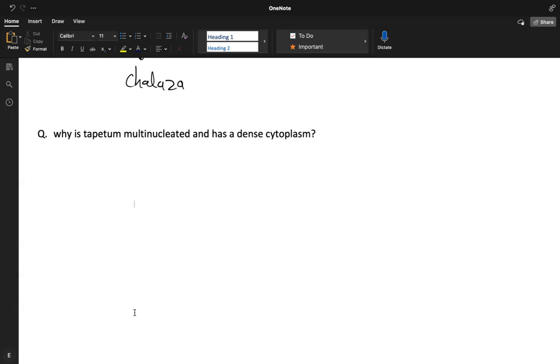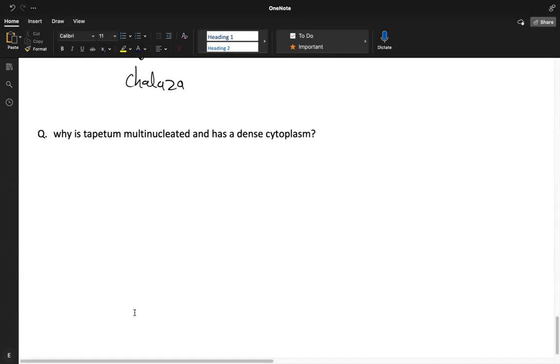So because in tapetum cells, karyokinesis is not followed by cytokinesis, which makes the cytoplasm really thick. This is Parker's question, so you're addressing Parker, not me. Okay, cool.